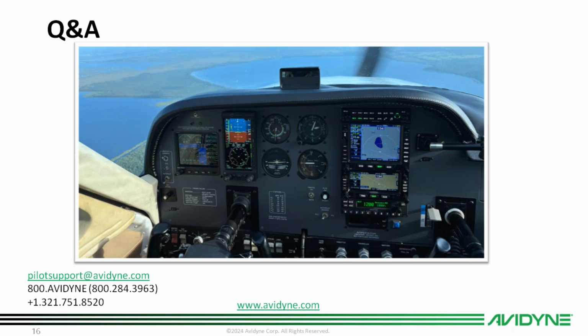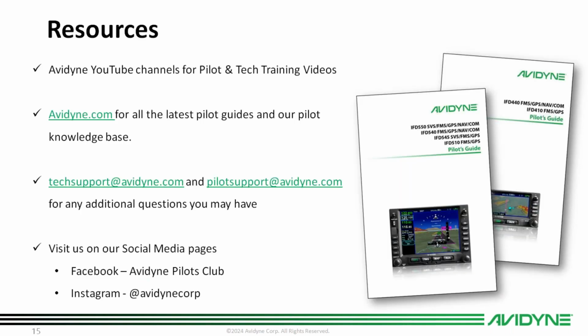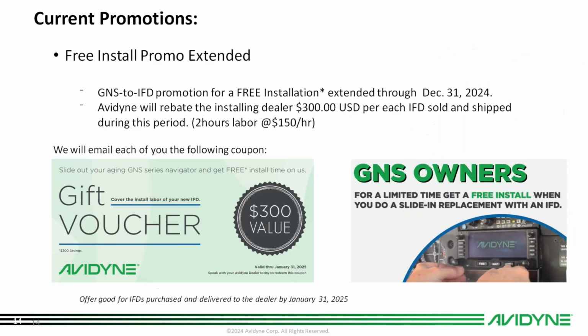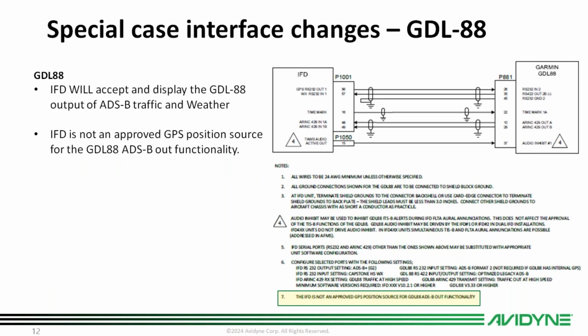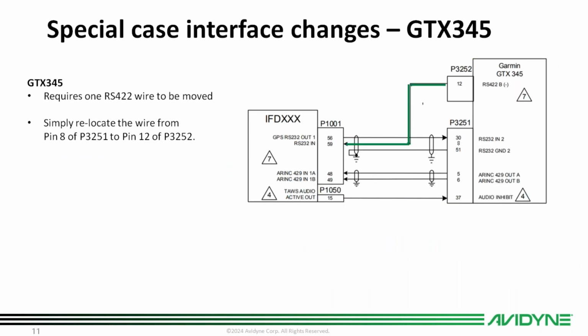So what change is required for the 345? Again, you've got to move that pin 8 of the number 1 connector to pin 12 of the number 2 connector. It's in this webinar. We'll just whip back through that slide. Yeah, so this wire was in pin 8 if it was a 430, but when you pull it out and put an IFD in on the 345 side, move it to pin 12 of the number 2 connector. And that'll put your ADSB weather and traffic from the GTX 345 so it can be displayed on the IFD.